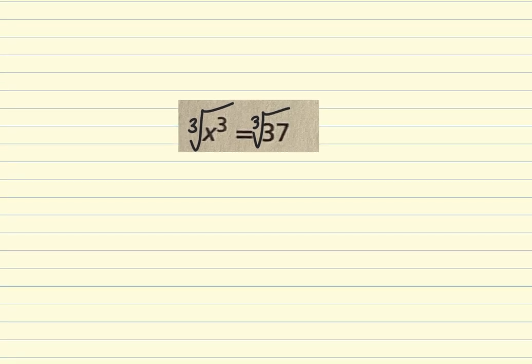When I'm taking the cube root of a non-perfect cube, it is appropriate for me to just write it as the cube root of 37. So I know that x cubed equals 37, and this is the same thing. They represent the same thing, okay?